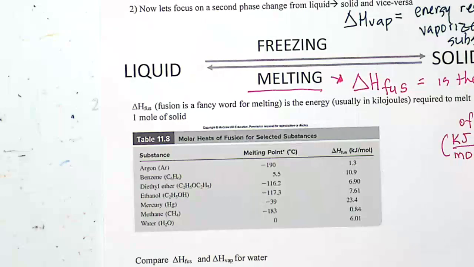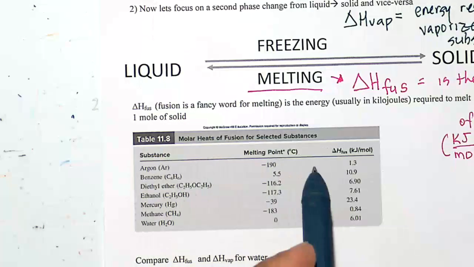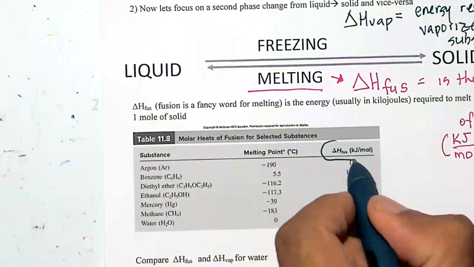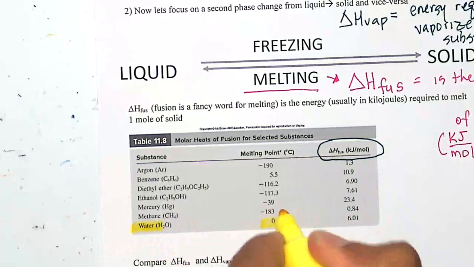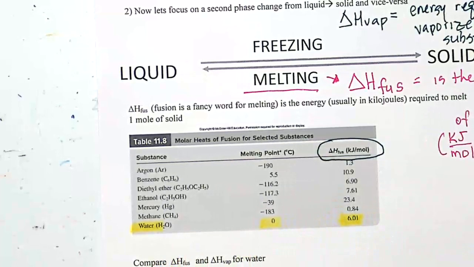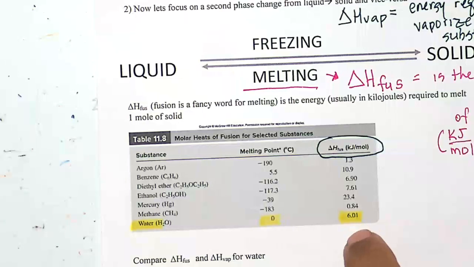So here we have some values, the melting points of different substances. These are the delta H fusions. This is not something you need to really memorize. But look at this value for water. What do we say about water that makes it special? What is the main IMF for water? It's polar, but what else can water do? Hydrogen bonds. So you're looking at a really large value here of about 6,000 joules per mole to melt 1 mole of water.